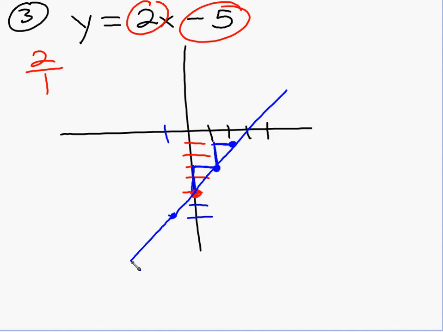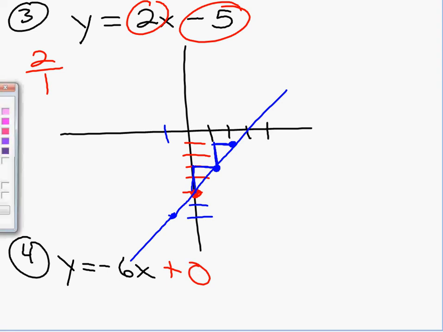Now, one thing that you sometimes need to be aware of, what if you got a problem like this? Y equals negative 6x. What's the y-intercept? No, it's not a vertical line. There's an x there. Y equals negative 6x. There's a slope there. What's the y-intercept, though? 0. If you see one like this, the y-intercept is 0.